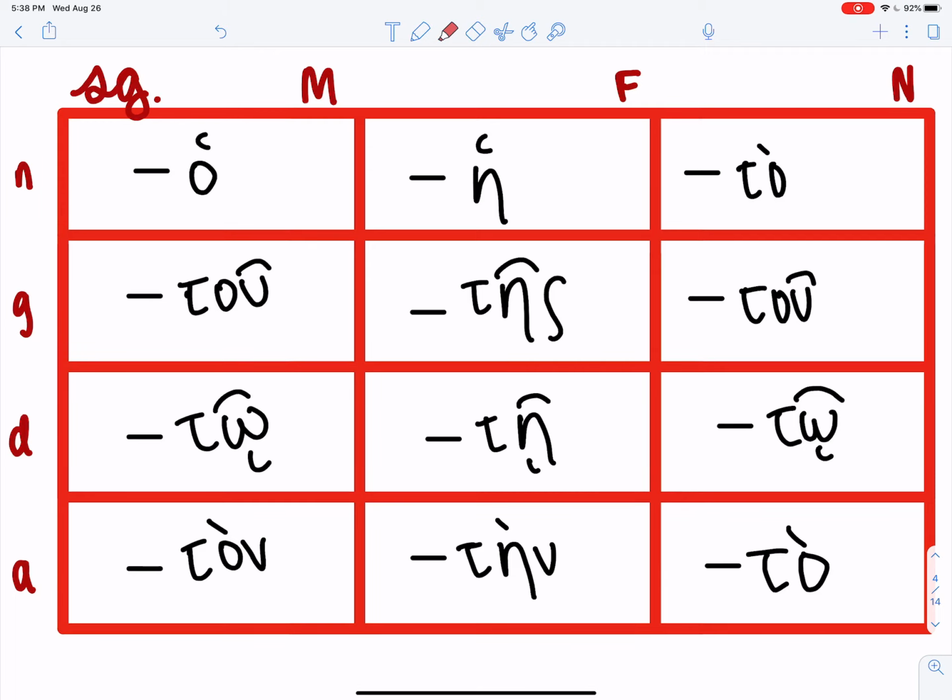So we see that in reality, the masculine and neuter definite articles are really similar. The only differences we see are in the nominatives, where the neuter has the tau before, and in the accusative, where that masculine has the ton, but we already knew that the neuter couldn't have that new ending because the accusative has to match the nominative. Otherwise, their genitive and dative are the same, and you'll see the same is true in the plural.